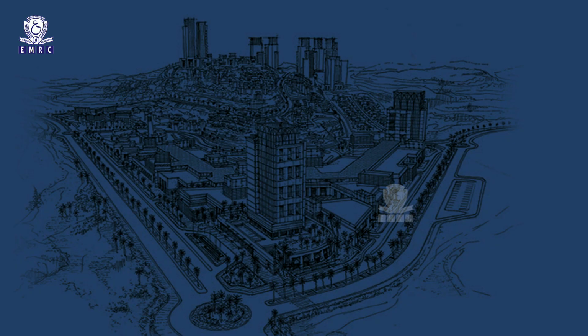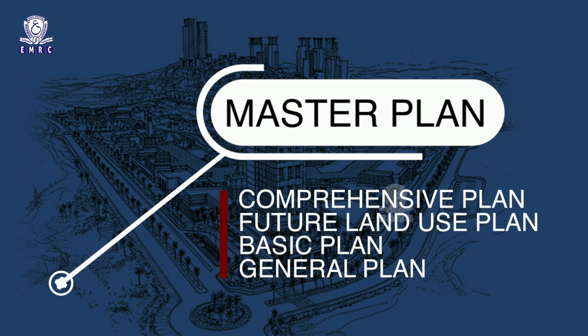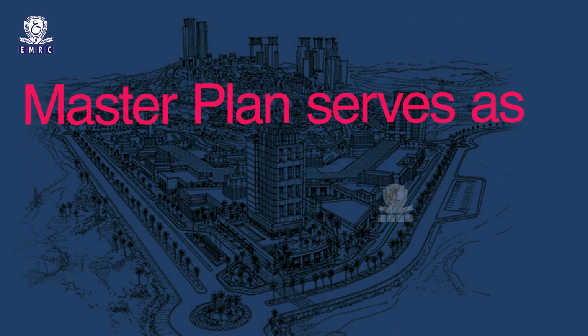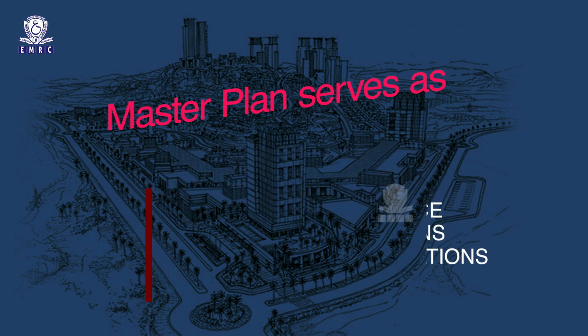This is often mistaken for zoning. Master plan is also referred to as a comprehensive plan, future land use plan, basic plan and general plan. The master plan serves as the basis for the local zoning ordinance, subdivision regulations, other local land use regulations, and for ensuring that capital improvements are consistent with the community goals and policies expressed in the master plan.